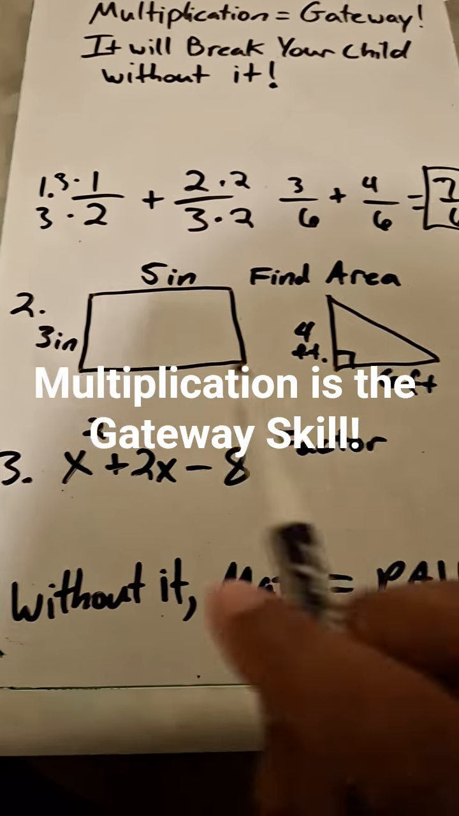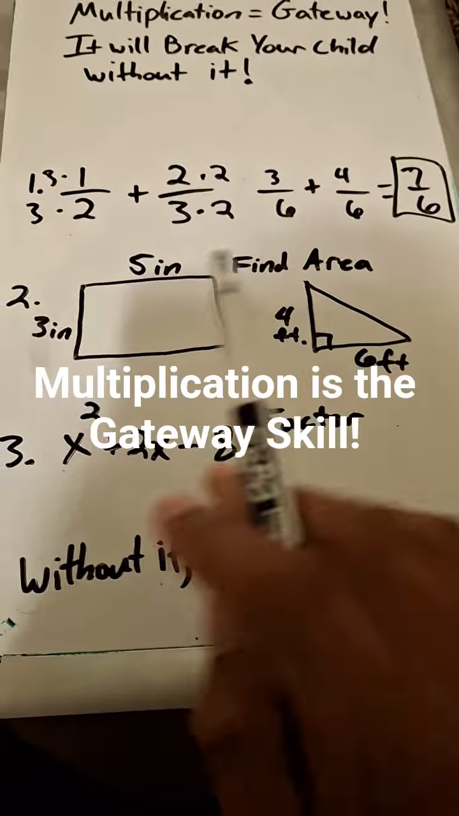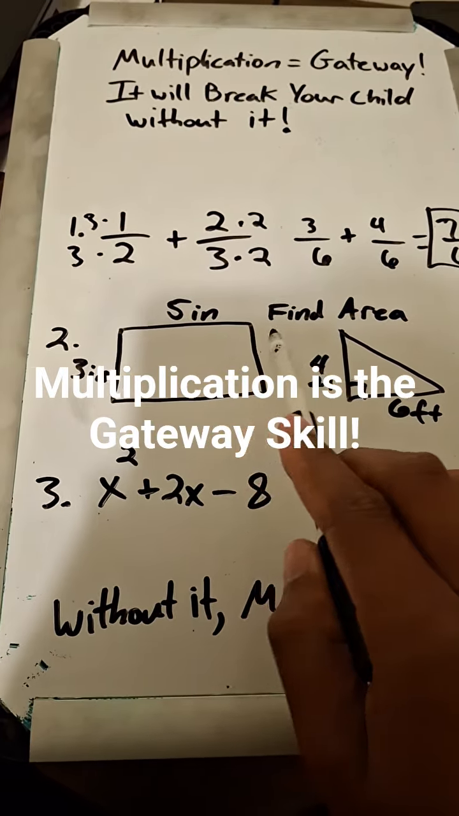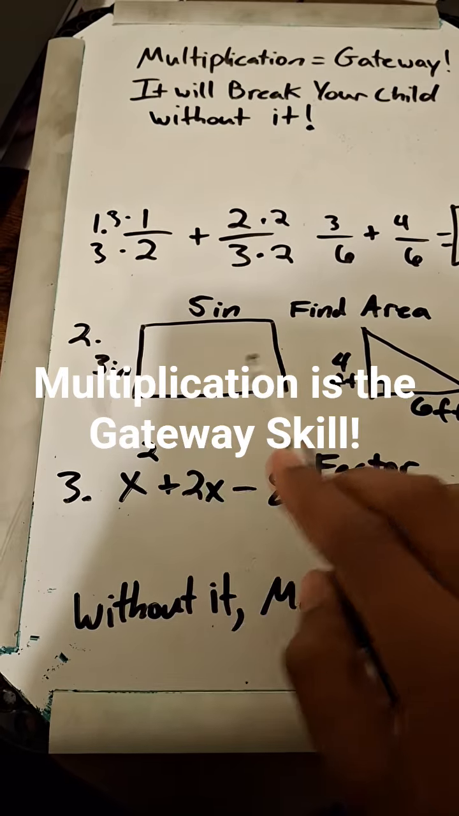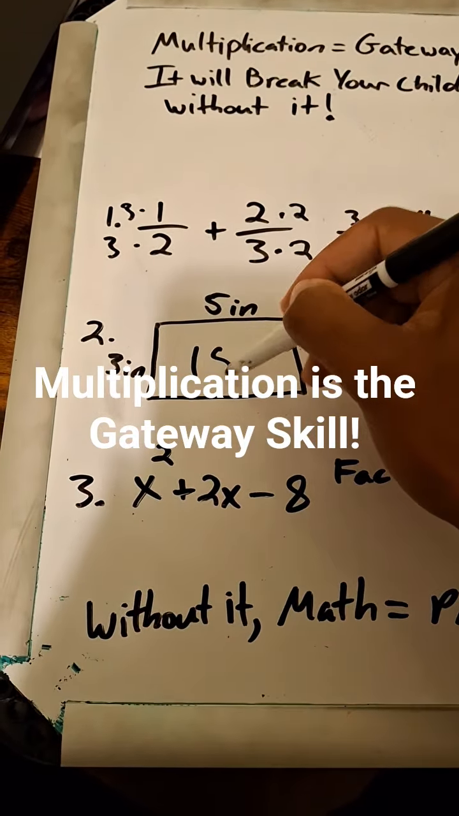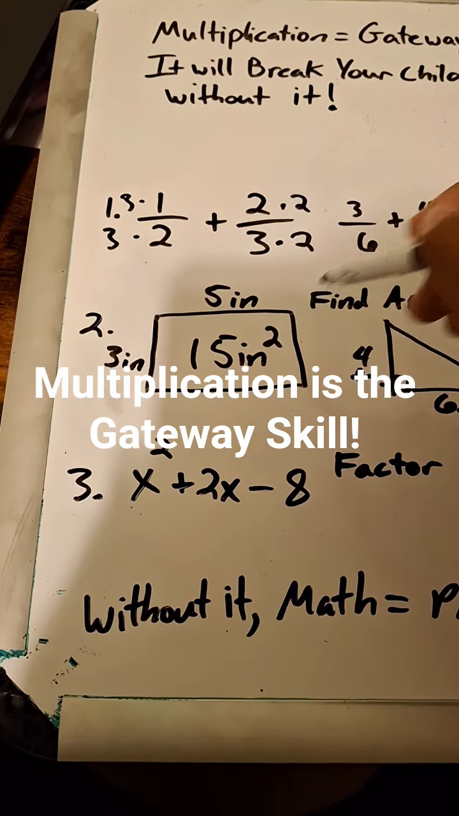Now let's look at number 2. Finding the area, very common. They do this as early as 4th grade in some districts. Well, the formula for finding the area of a rectangular figure is length times the width. So you've got to know that 3 times 5 is 15 without too much struggle. So that would be 15 inches squared in this case.